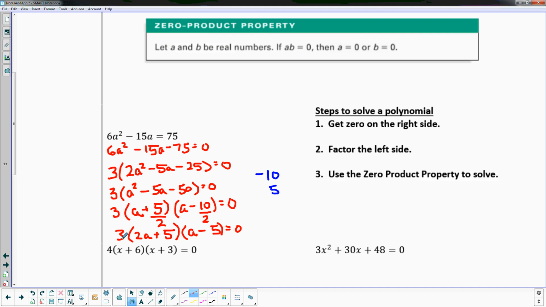So now I have a list of 3 things being multiplied together, and this zero product property doesn't just account for 2 numbers. It continues to go. So even if I said a times b times c equals 0, then a equals 0, b equals 0, or c equals 0. It can go on to a string of infinite numbers to get this same idea.